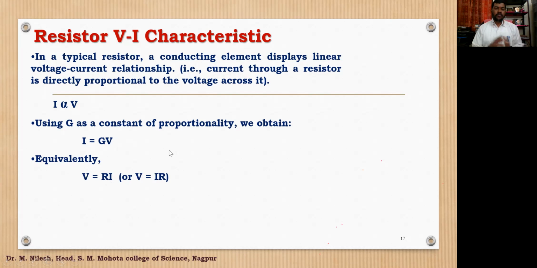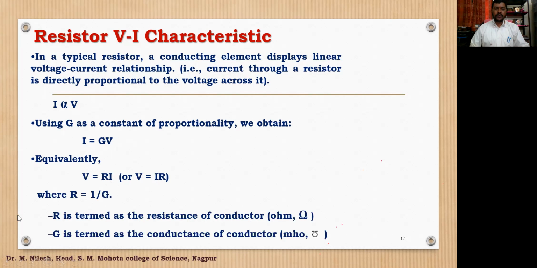So Ohm's law is: voltage is directly proportional to current, and the constant of proportionality, that is R, we are going to take as the resistance. So V equal to I into R, right? So R equal to 1 by G. This is the conductance that we are calling.